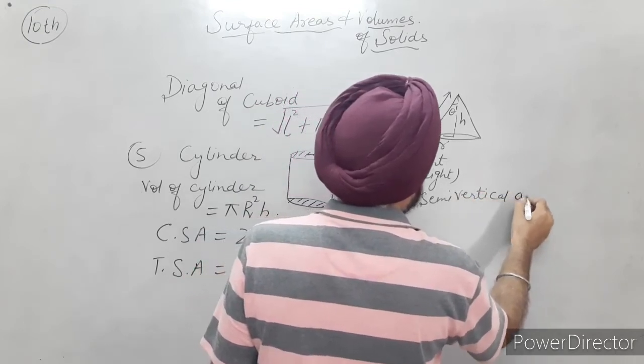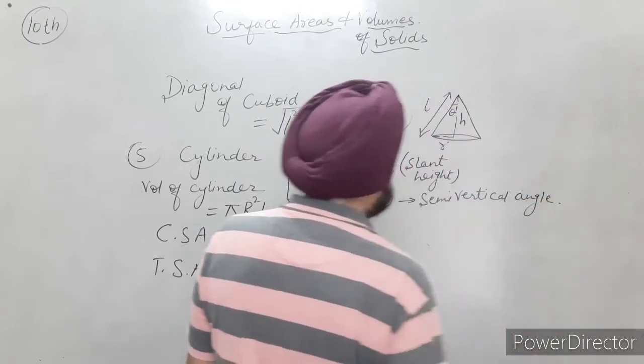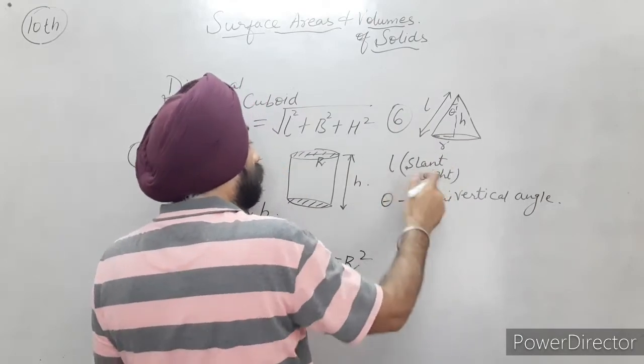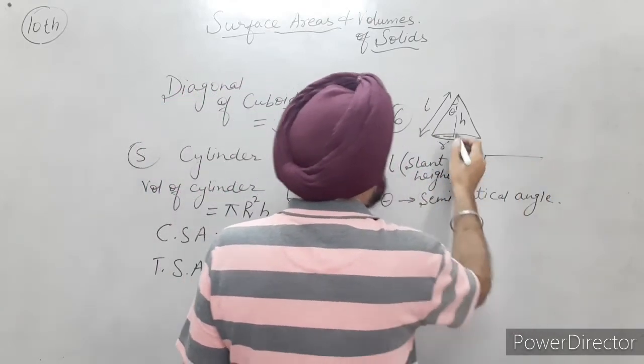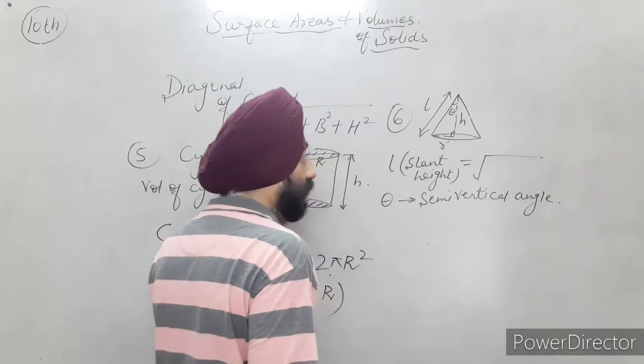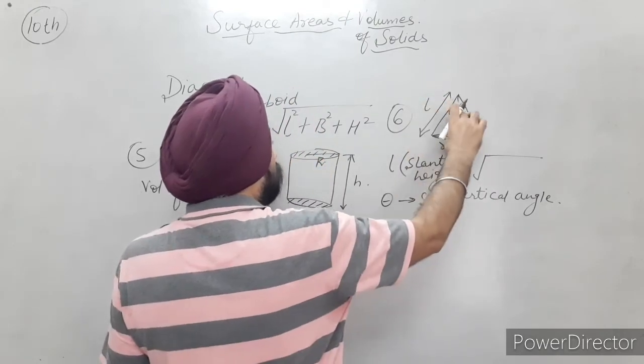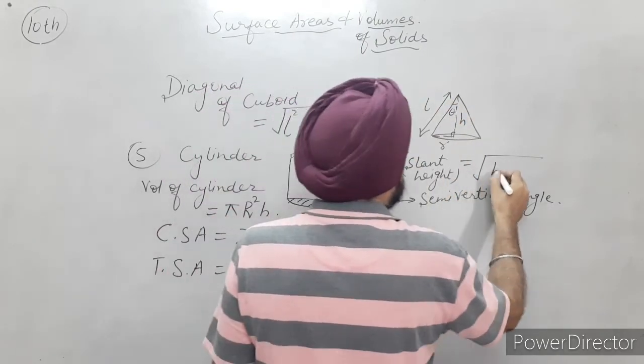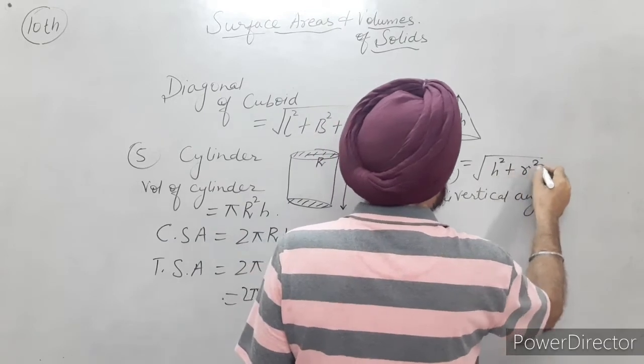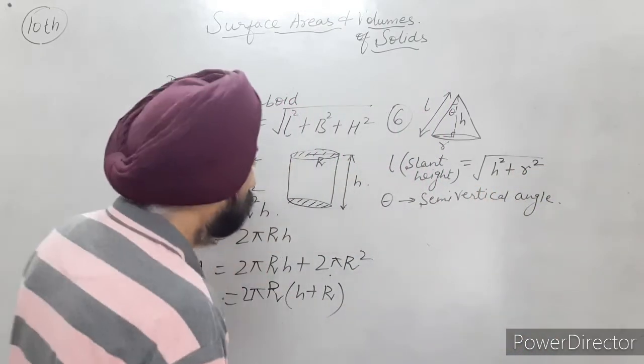Semi-vertical angle. Now how can we calculate the slant height? Just use the Pythagoras theorem. It's a right circular cone, so the angle is 90 degrees. L square equals h square plus r square, or L equals the square root of h square plus r square. This is the slant height.